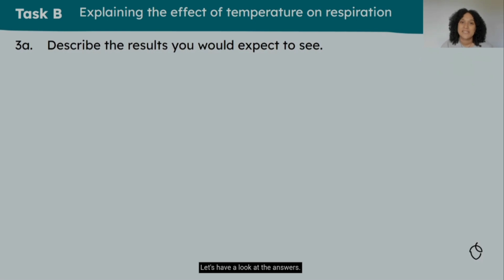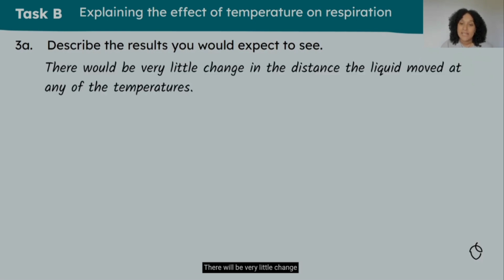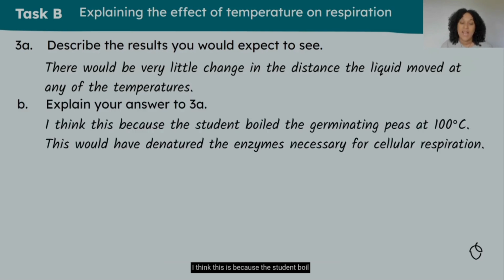Let's have a look at the answers. 3a. Describe the results you'd expect to see. There would be very little change in the distance the liquid moved at any of the temperatures. B. Explain your answer to 3a. I think this is because the student boiled the germinating peas at 100 degrees Celsius. This would have denatured the enzymes necessary for cellular respiration.